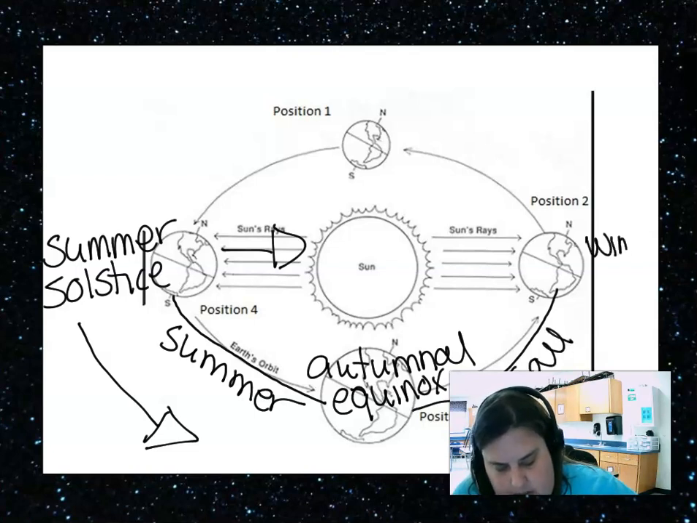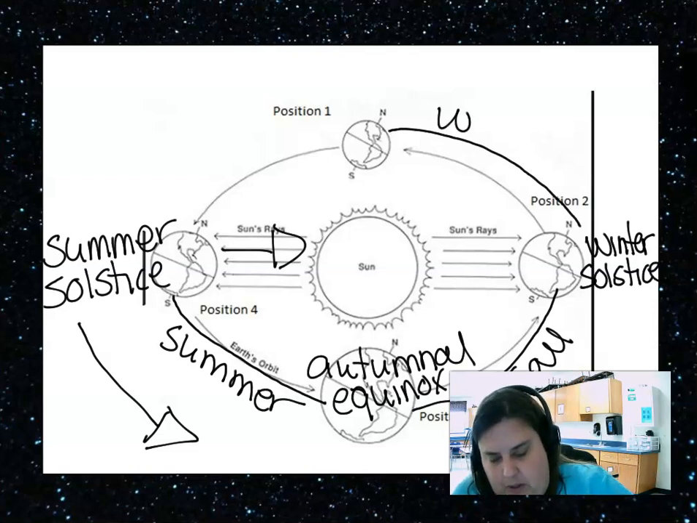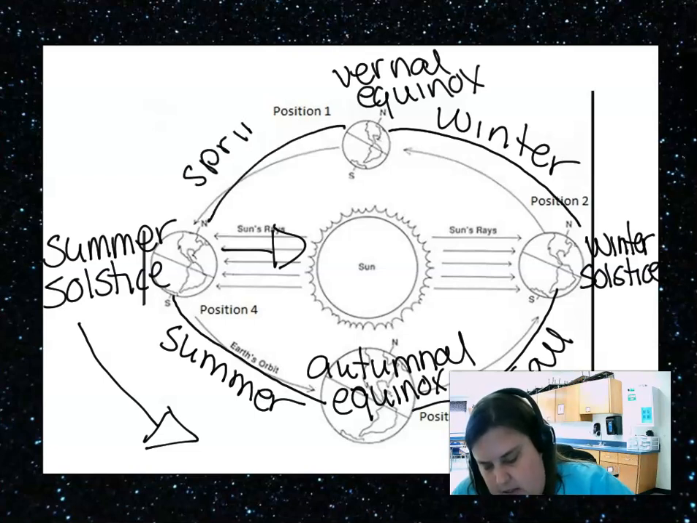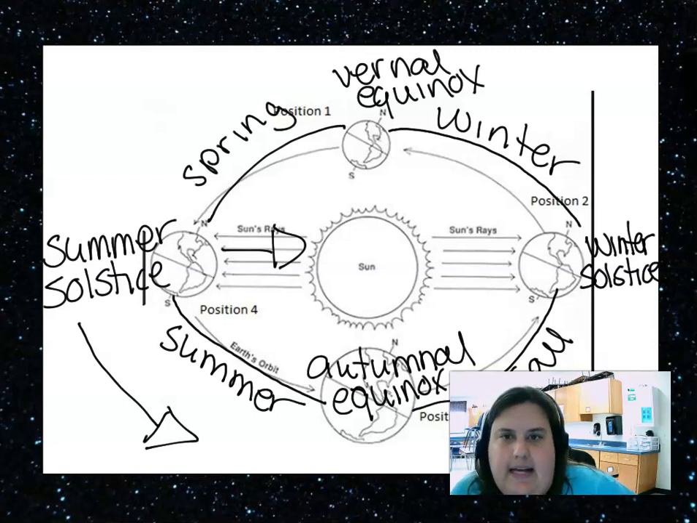And then we're going to have the winter solstice. And every day between that position and that position will be winter. And then we are going to have the vernal equinox. And every day between here and here will be spring. So when we look at this particular diagram, really what we're labeling are the seasons, the equinoxes and the solstices.